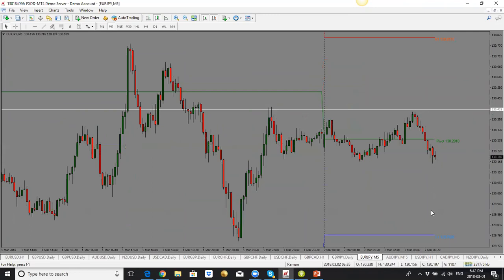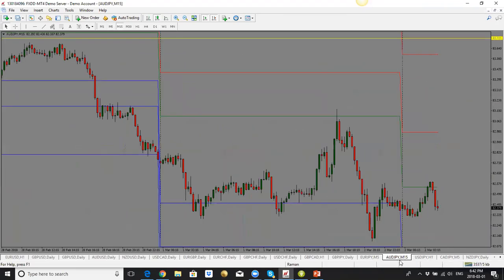So it's just looking for price to come back down into this level, 129.80, right into the bottom here. So I'll keep an eye on this. I am looking for price to drop here. So that's Euro Yen biases to the downside.